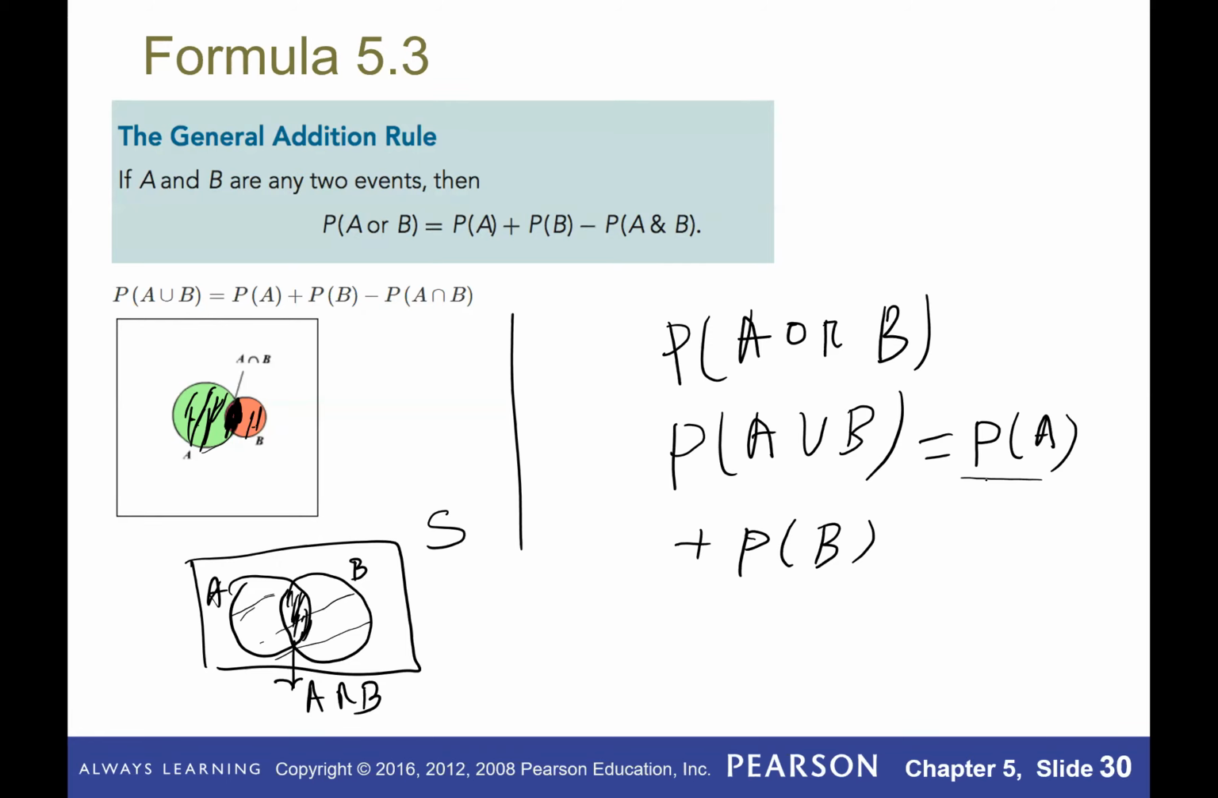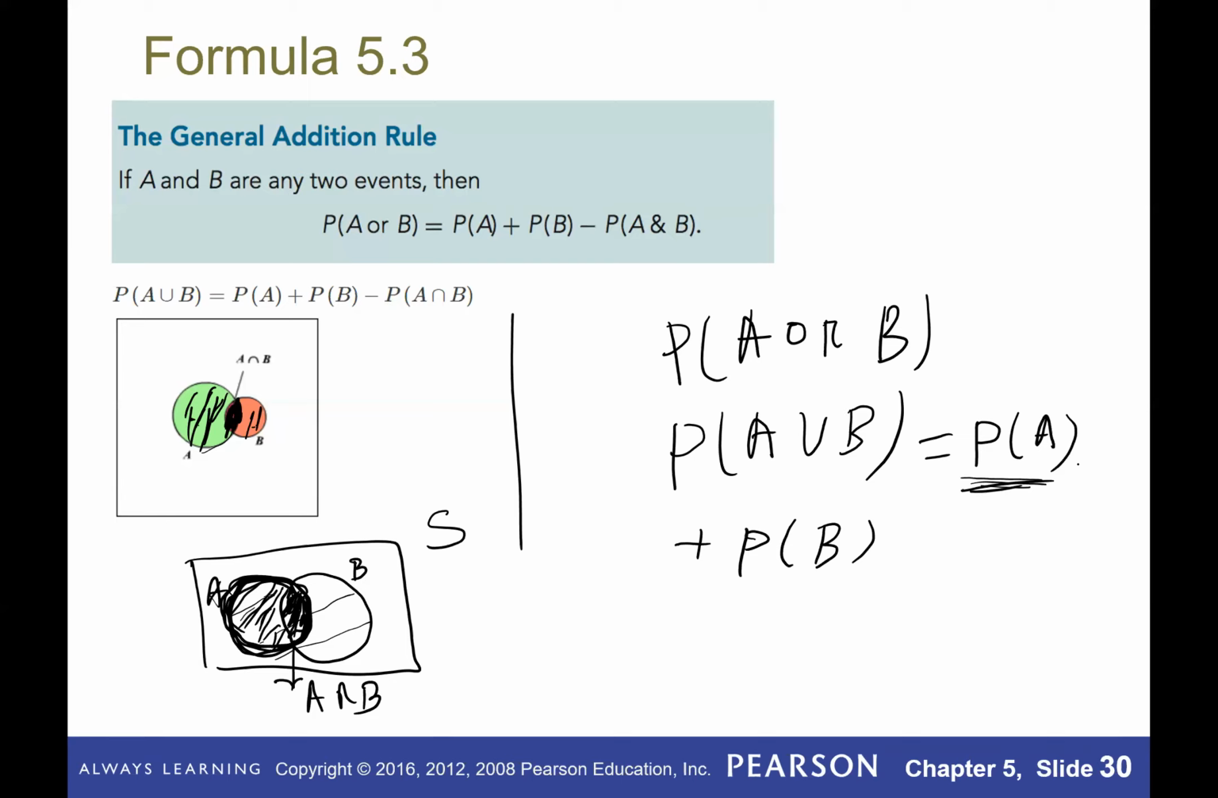So what does it mean by probability of A? Probability of A means probability of this part, right? Look at this picture carefully. Probability of this part is the probability of A, right? So this includes this region, also this region, right? Okay, this is probability of A.